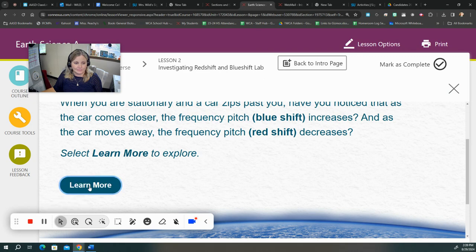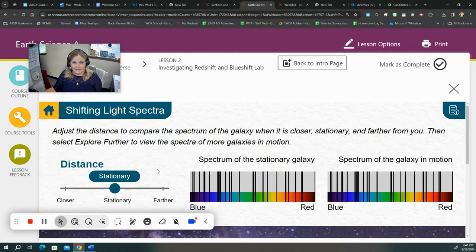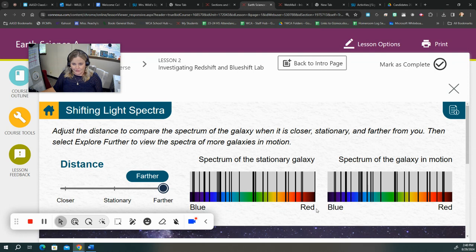Okay, so let's click on Learn More. We can see this little scale. Stationary means it's not moving, right? If it's moving further away, we slide it over to the right. I'm sorry, this is actually whether the object is farther away or closer to you. Okay. So let's go to farther away. We're going to notice, and hopefully you've seen a change. I want you to go back and look at it again.